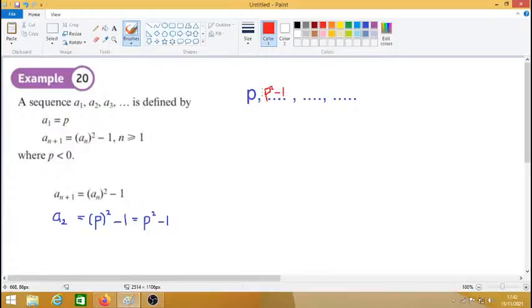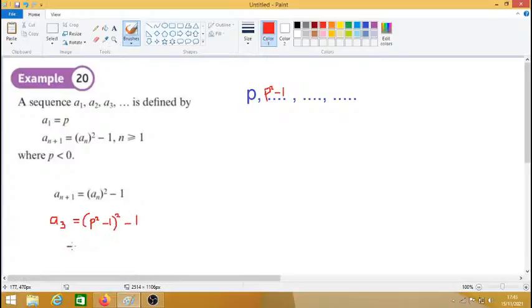And then can you try doing that with the next number? We want to try and get the third number in the sequence. So we're going to start with the same formula, but you try substituting in now P squared minus 1 for where it says AN. So the next number in the sequence, we're on the second number, so the next number is going to be A3. The third number in the sequence will be equal to the current number in the sequence, the second number P squared minus 1, in brackets squared, and then take away 1.